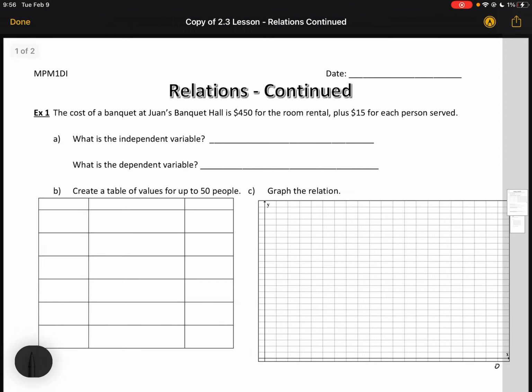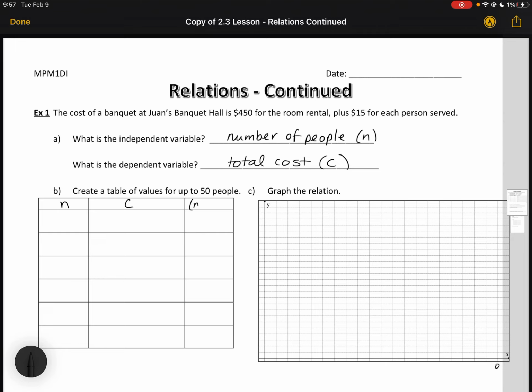The first thing that we're asked is what is the independent variable and what is the dependent variable. In this case, my independent variable is the number of people that attend, which is n, and then our dependent variable is going to be our total cost, which we can use as C. The next thing we're going to do is create a table of values for 50 people.